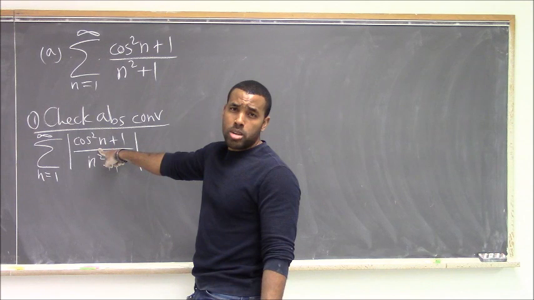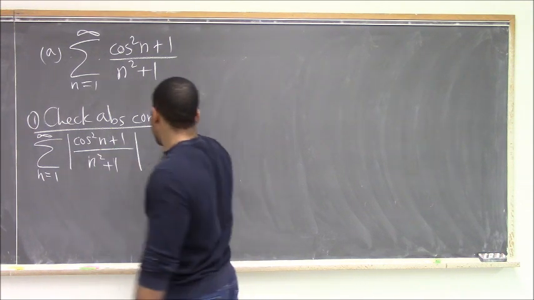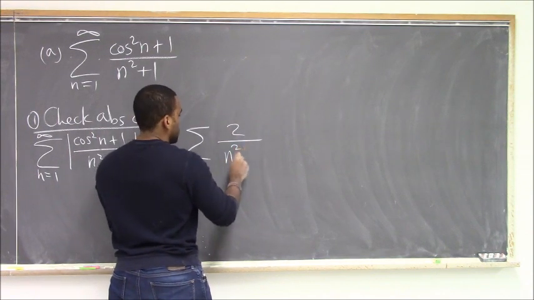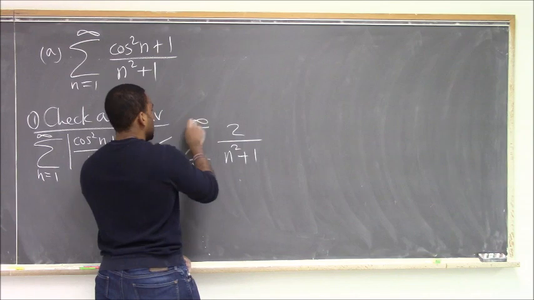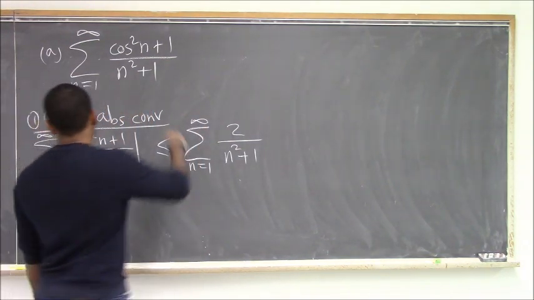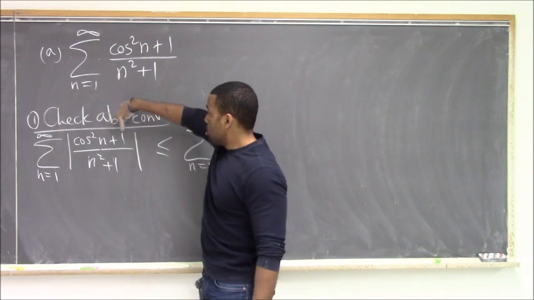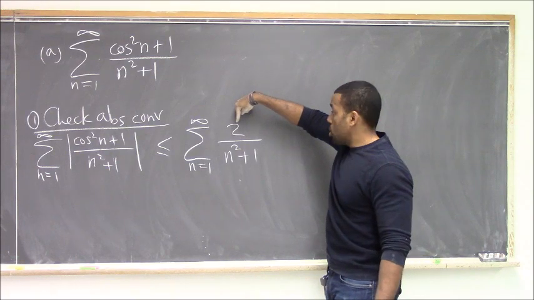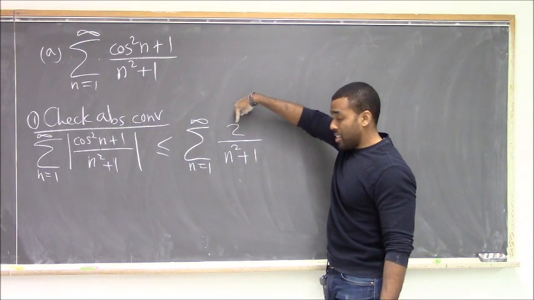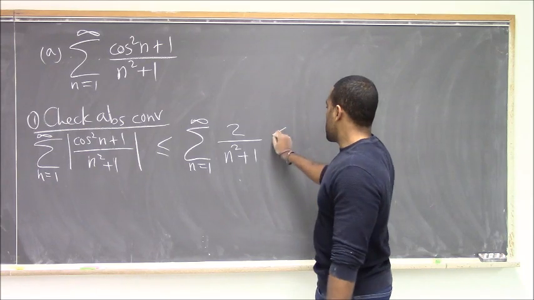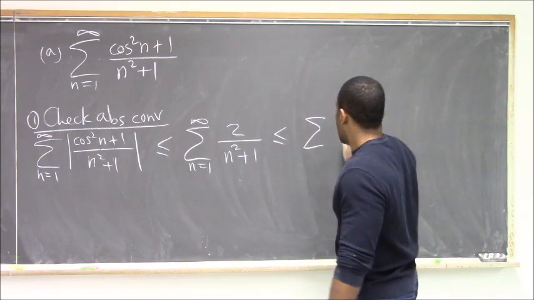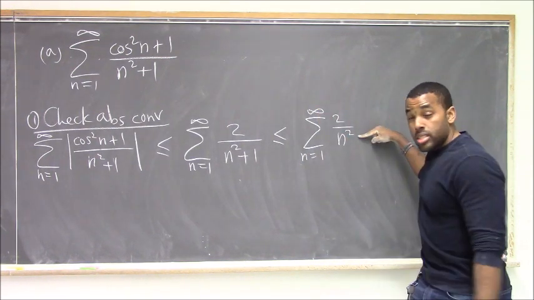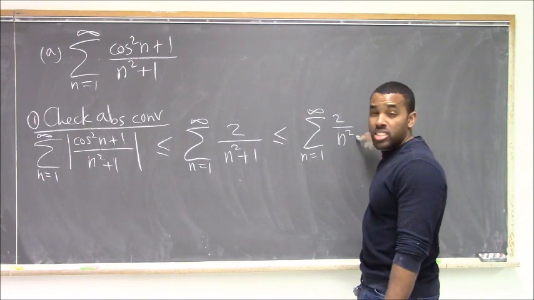So cosine squared we know is bounded above by 1 in absolute value, which means that this series here is actually bounded above by 2 over n squared plus 1, right? Because the cosine squared, the biggest that can be is 1, plus 1, so the largest it can be is 1 plus 1, which is 2. Now, this is a new series, and in fact I can even clean this up a little bit more. This is going to be less than or equal to the series of 2 over n squared, because here the denominator is smaller, so the fraction is bigger.